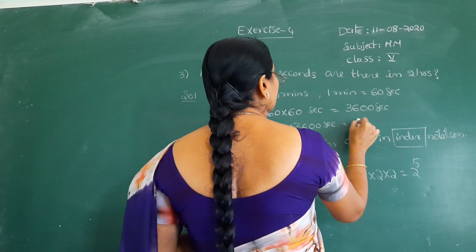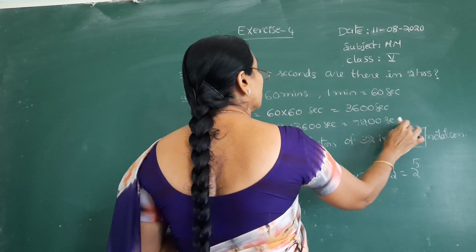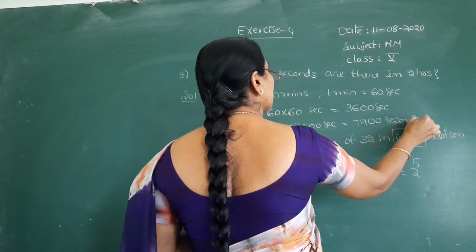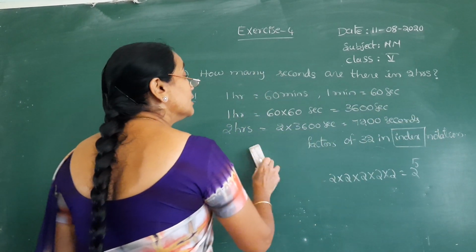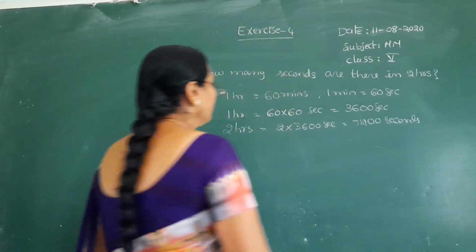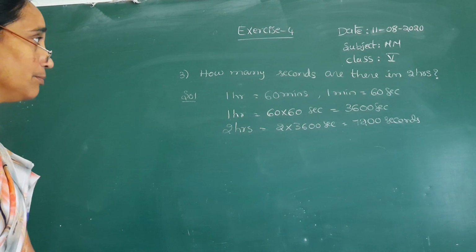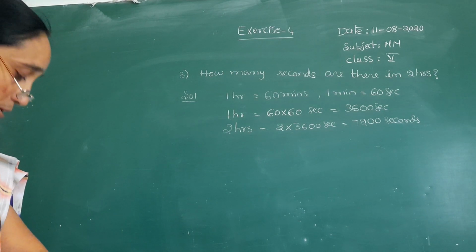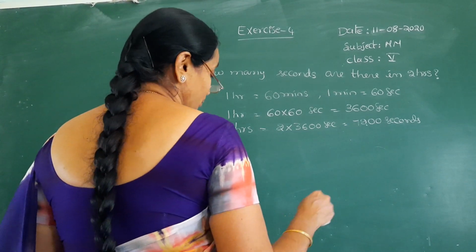That is equal to 7200 seconds. So 2 hours is 7200 seconds. You have to remember it. Okay, go for the next problem. Conversions are very important. You have to keep them in mind in lower sections, then you can apply them in the higher sections. Otherwise, you forget it.